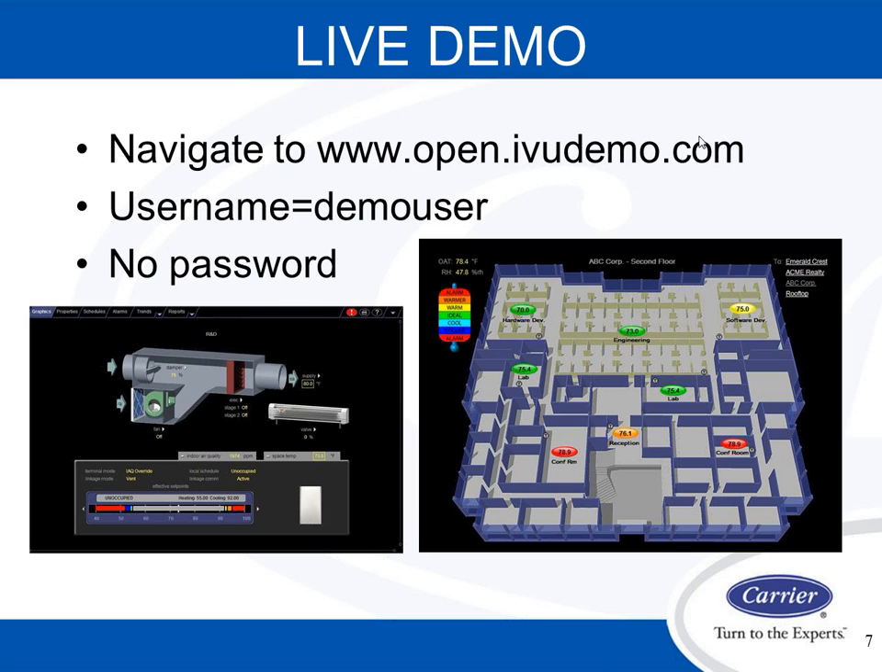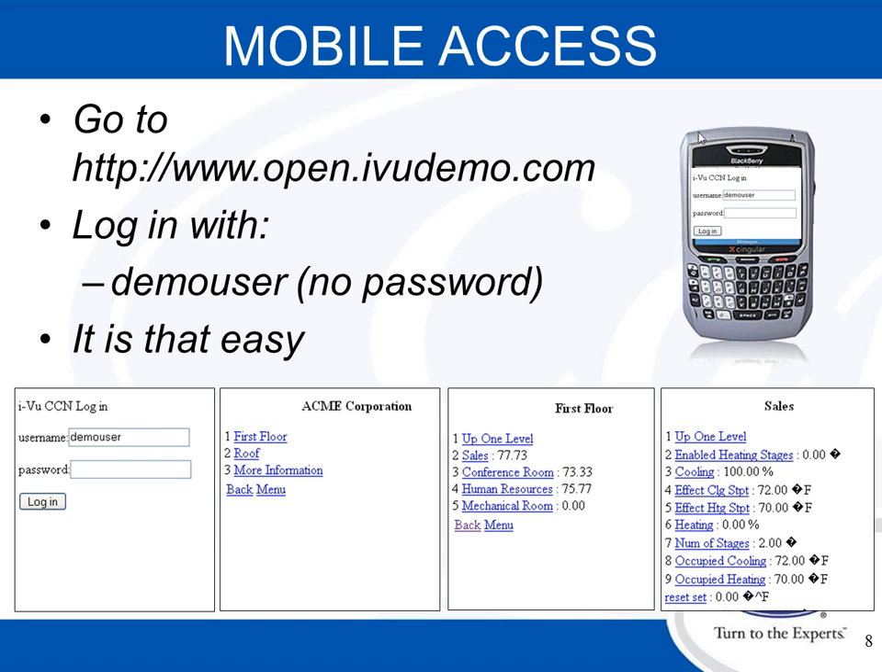There's a live demo that I strongly encourage you to go to if you haven't seen the iView product. The website is www.open.iviewdemo.com. Once you get to the web page, the username is just demouser, one word, and there is no password. You can also do it on your mobile device if you wonder how exactly that would look. Same website, same login. The main difference, as you'll see on the bottom here, is there's no graphics. It still gives you the data, but isn't as pretty per se.